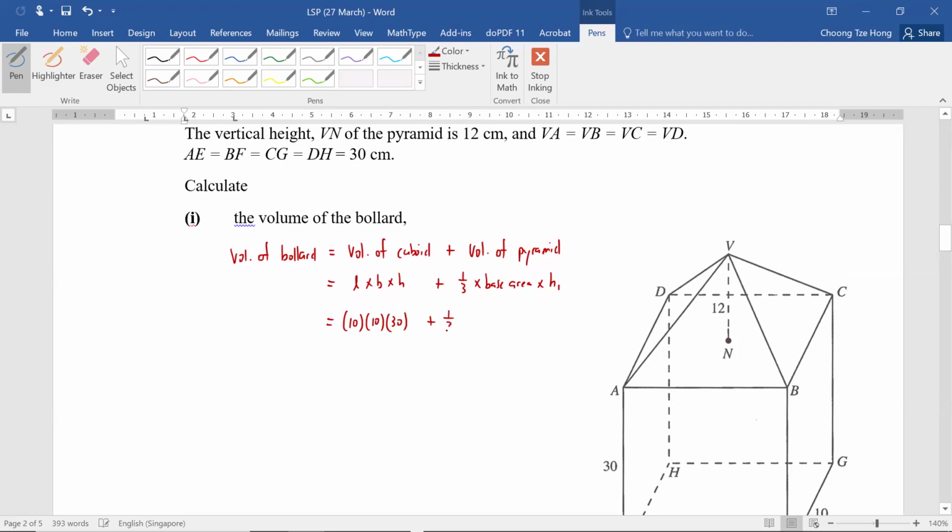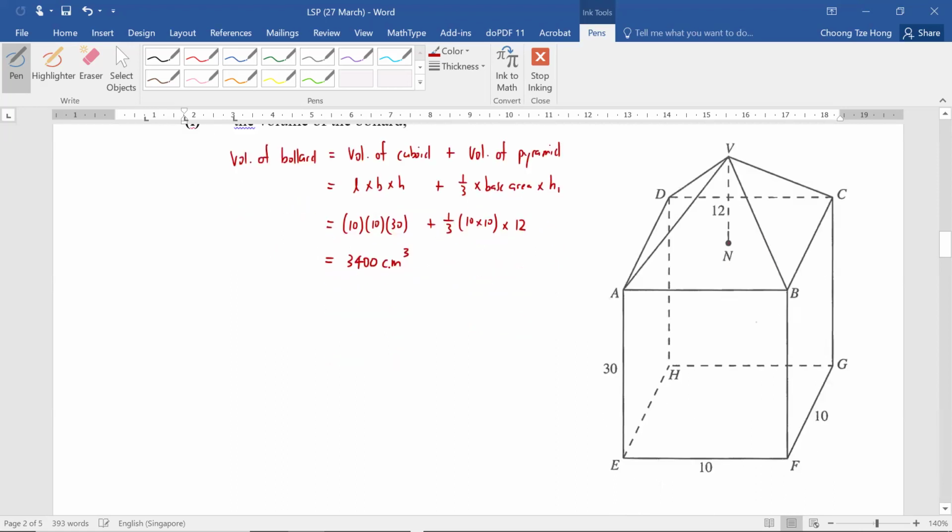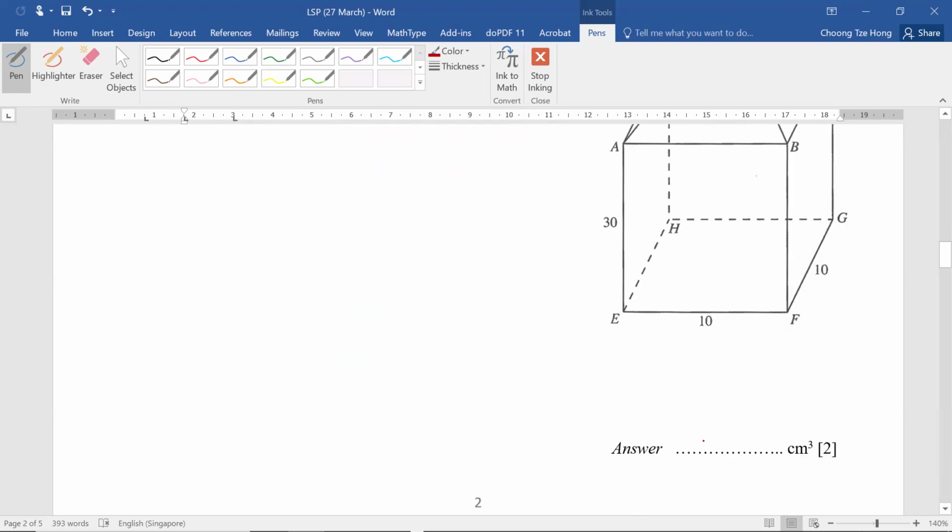Then 1/3. The base area of the pyramid is also a square, so 1/3 times 10 times 10. The height of the pyramid is this vertical height given over here, which is 12. So you can easily compute the answer. You'll get 3,400 cm cubed. So the answer over here is 3,400.